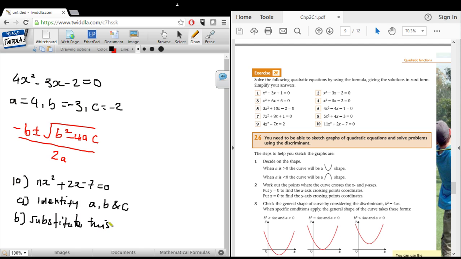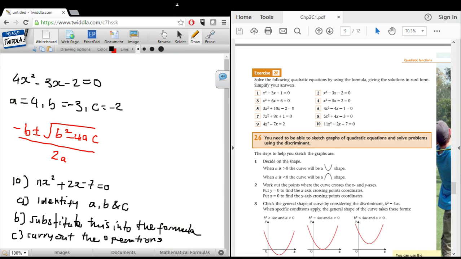this into the formula, and then carry out the operations. Right, and that's literally it. That's all you need to do to appreciate the answer.